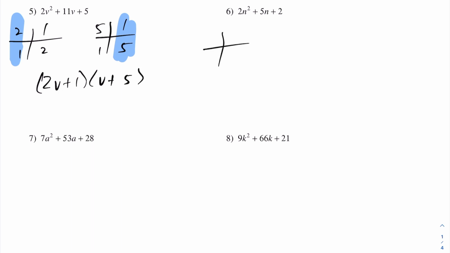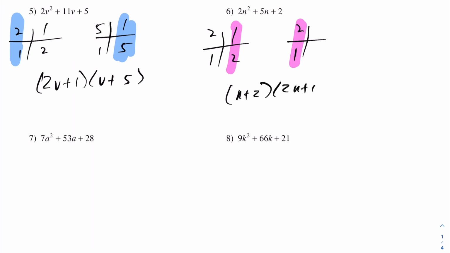Moving along to 6 here, same idea. The factors of 2 and the flips, and then the factors of 2 are just 2 and 1. Take a look at here. I've got to get a 5 out of this, and right away these two work. And you'll see this will factor into n plus 2 times 2n plus 1.